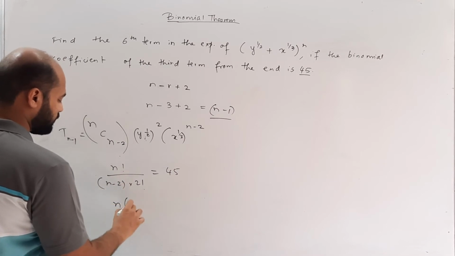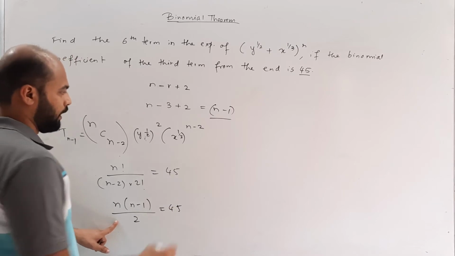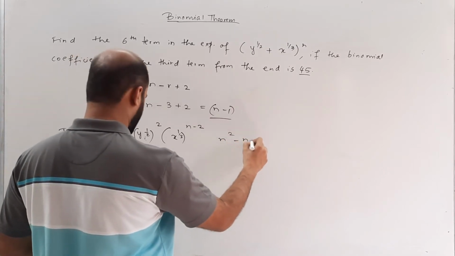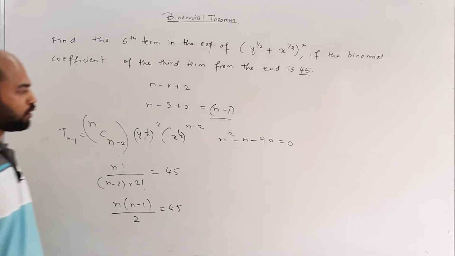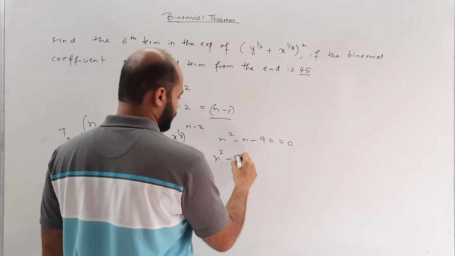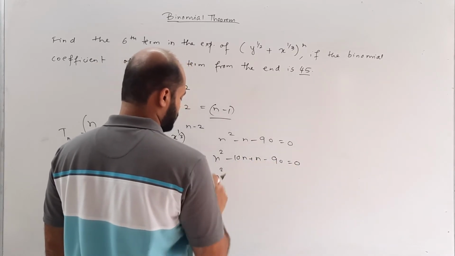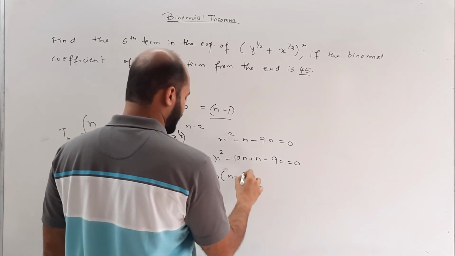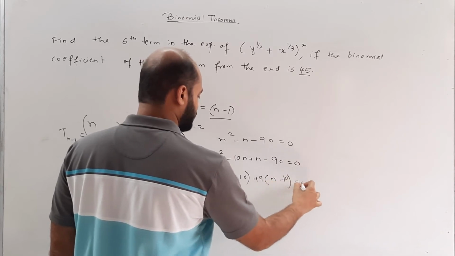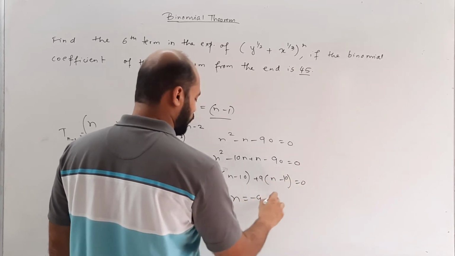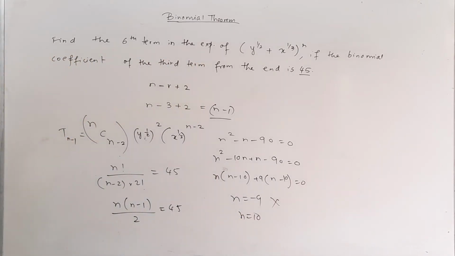After solving this, we will get n into (n minus 1) divided by 2 equals 45. And this will be n square minus n minus 90 equals 0. So overall, what we get is n square minus 10n plus n minus 90 is 0. So n into (n minus 10) plus 1, 9 into (n minus 10)... So n is minus 9, which is not possible. So n is 10. That means the value of n is 10.